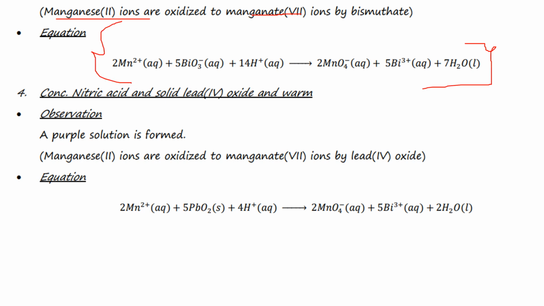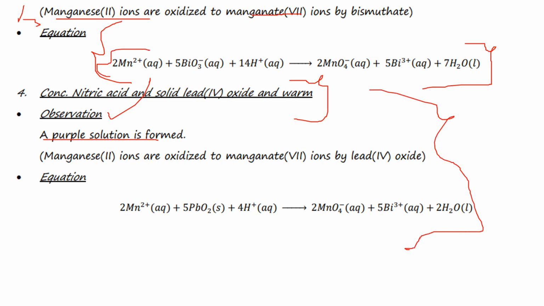Now looking at the last reaction, we are going to look at the reaction involving concentrated nitric acid reacting with solid lead 4 oxide together with warming. So the first observation that we are going to see is that a purple solution is going to be formed. Now these two, either number 3, which is this one, or this one, are the only confirmatory tests of manganese ion. So make sure you master the two, because examination bodies will bring them. We either bring one or we bring both. There's no way you can survive any question we set about manganese.